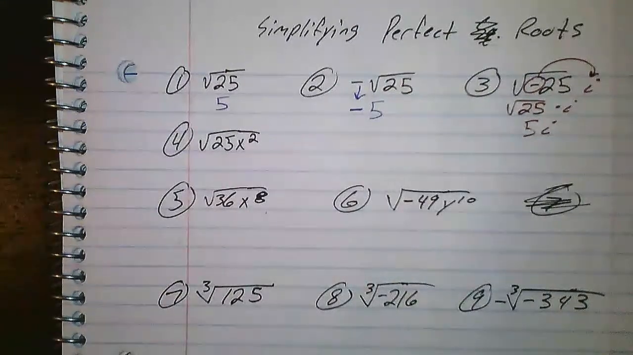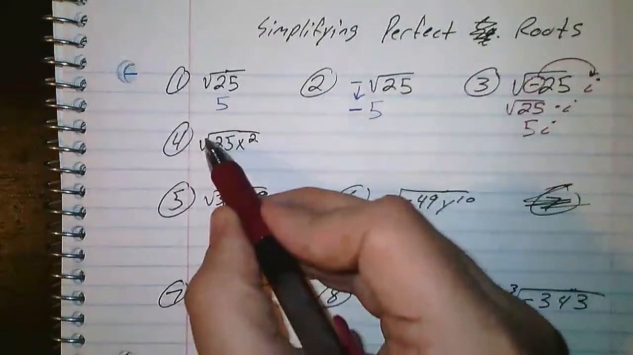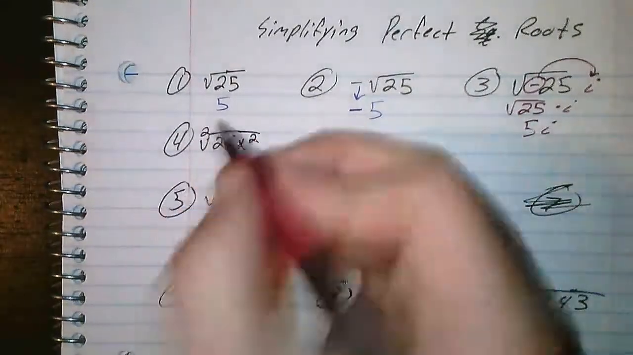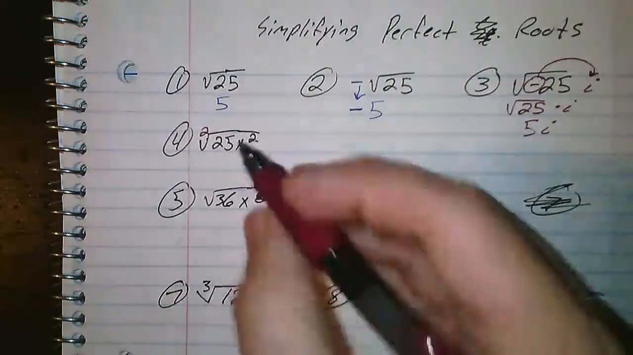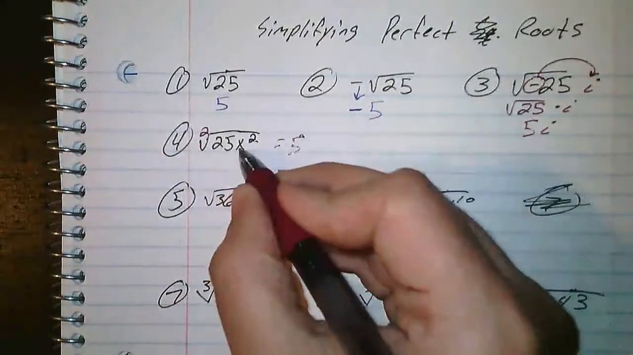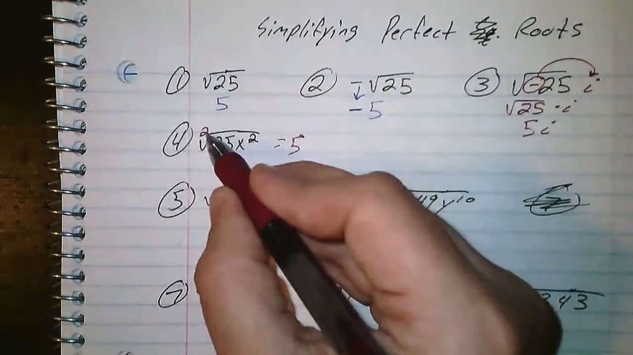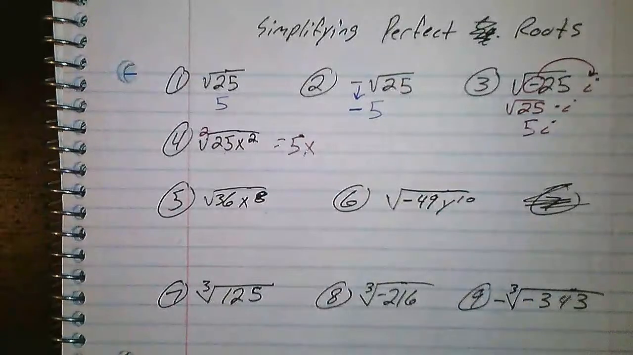If there is a variable underneath a radical, you can divide the exponent attached to that variable by the index. If it's a square root, then we have an index of 2. So the square root of 25 is 5, and then x to the second power, the square root of that, divide 2 by 2 to get x to the first. So again, what times itself equals 25x squared, and that's 5x times 5x.